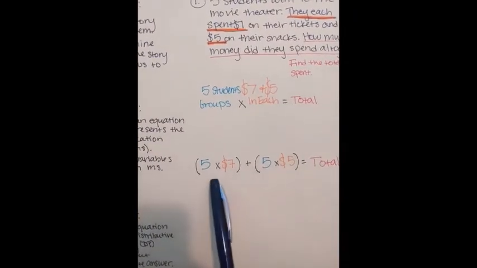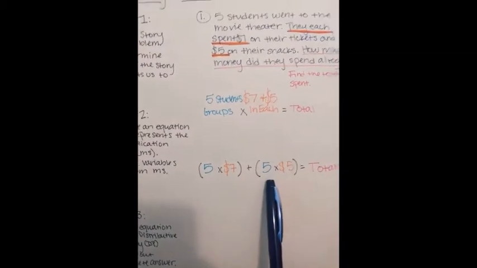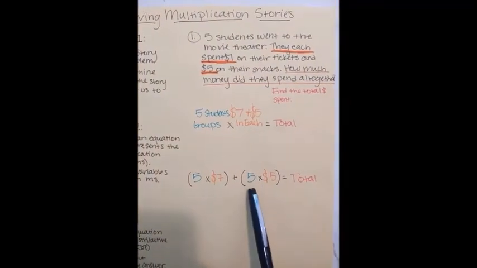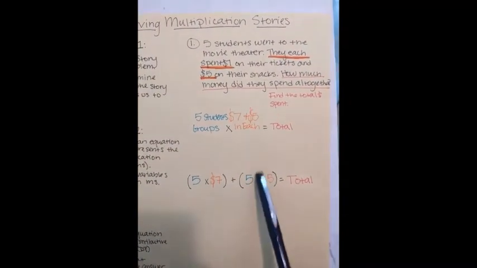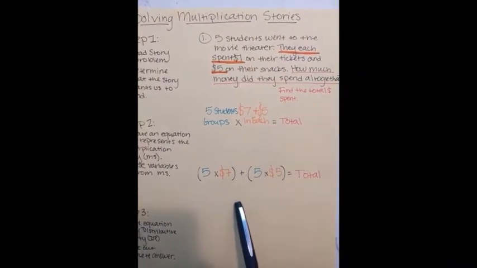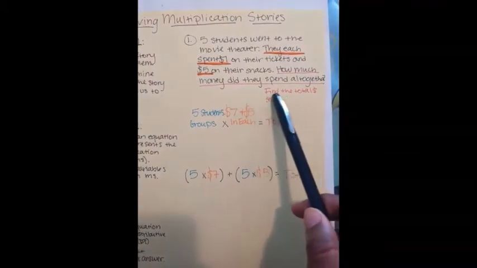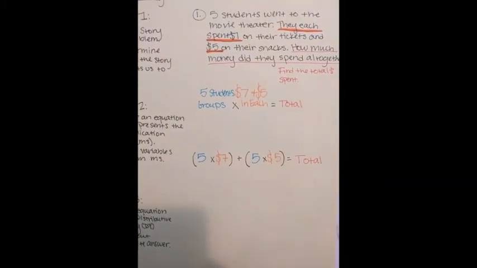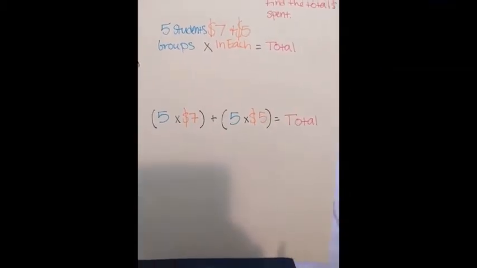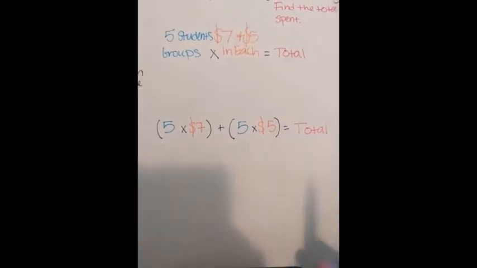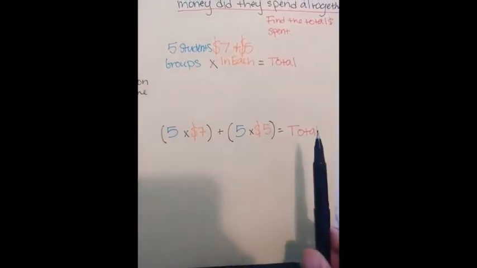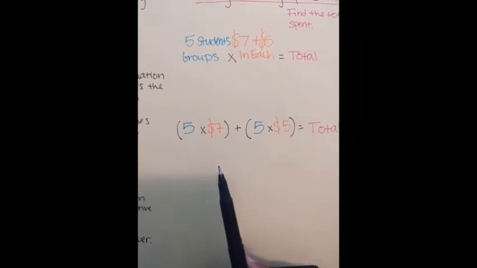We have our groups represented in each of the parentheses because we want to know how much money each of the 5 friends spent. So we have to know how much did the 5 friends spend on their snacks? How much did the 5 friends spend on their tickets? We have to add those things together to get our total for the money that they spent altogether. So let's get started. The parentheses tell us which equations we'll be solving first, right? Because both of our multiplication equations are in parentheses, we'll be solving those before we add them together to get our total. So let's start there.